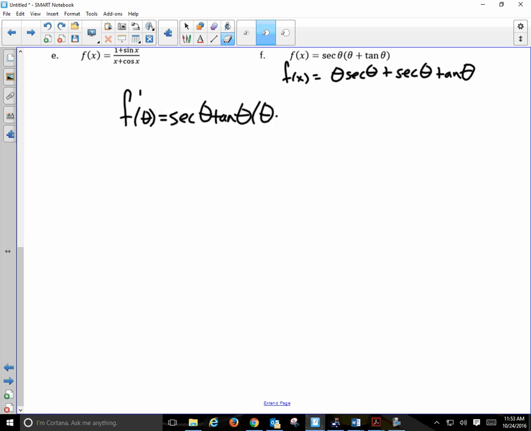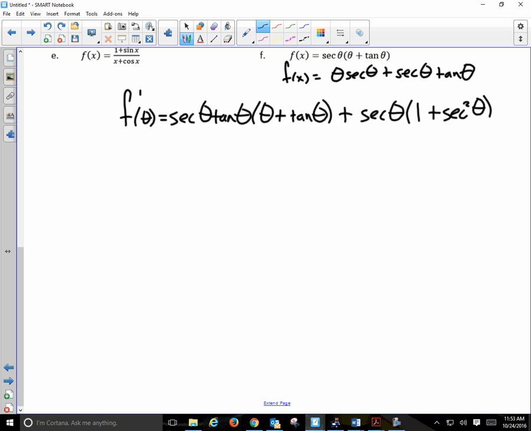How do we do that? Plus, now I leave the secant alone, right? Times, what's the derivative of theta? 1 plus derivative of tangent, secant squared theta. Yeah, close. It would be like the derivative of x. Derivative of x is 1. The derivative of a constant slope. It has a constant slope.